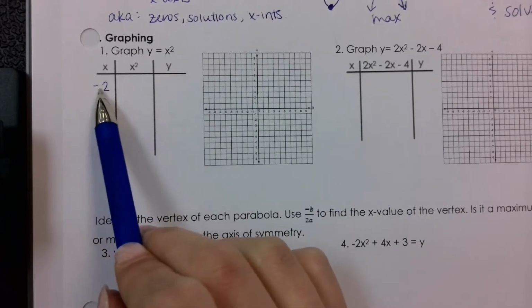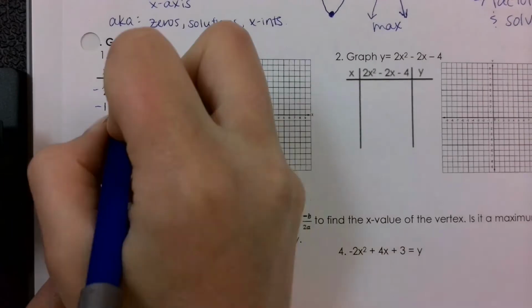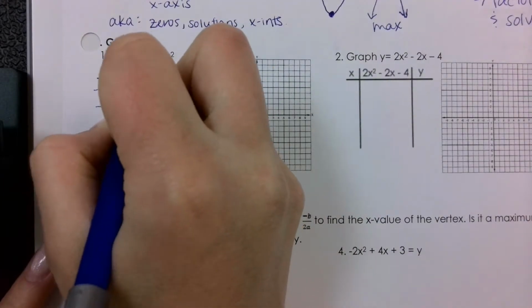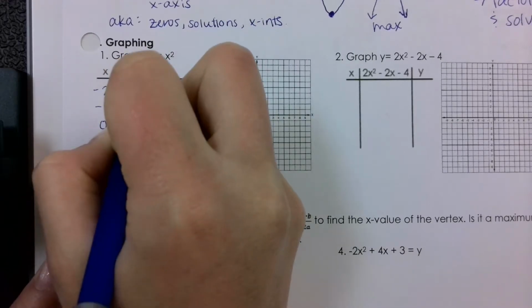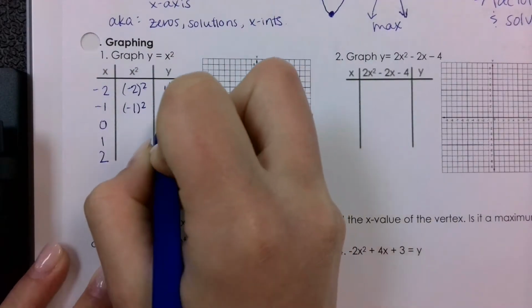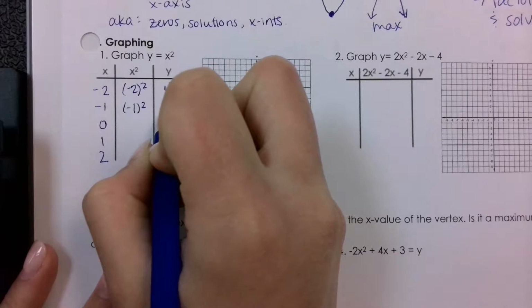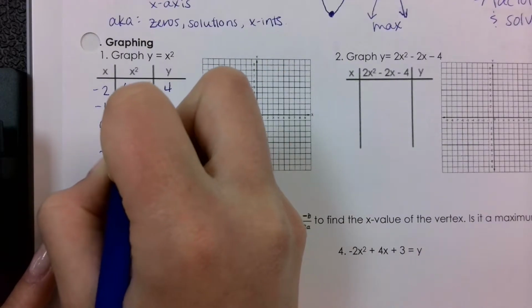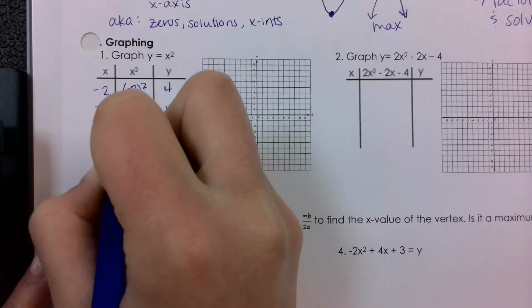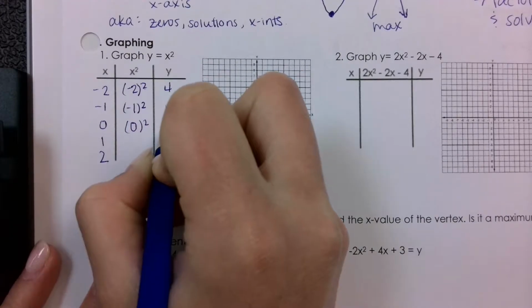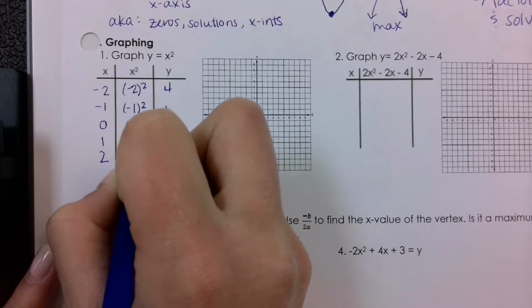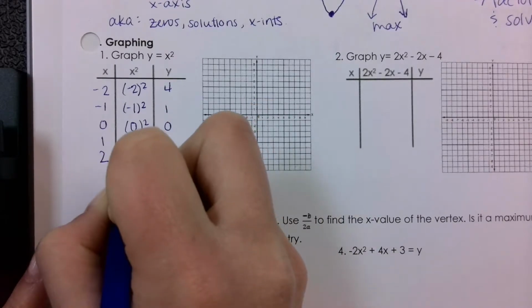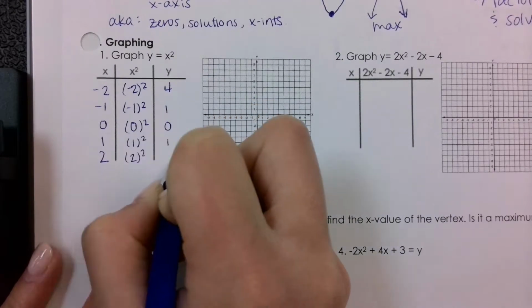What is -2 squared? All right, -2 squared is going to give us 4. Then we're going to do -1 squared. And what is -1 squared? 1. And then we'll do 0 squared. And what is 0 squared? 0. Then we've got +1 squared, which is 1. And we've got +2 squared, which is what? 4.